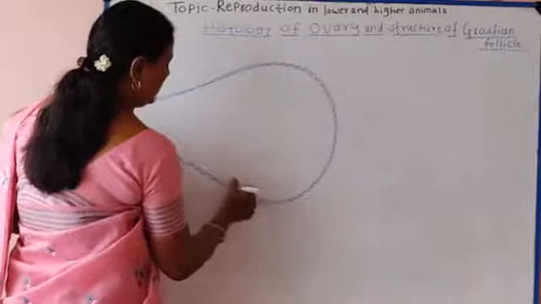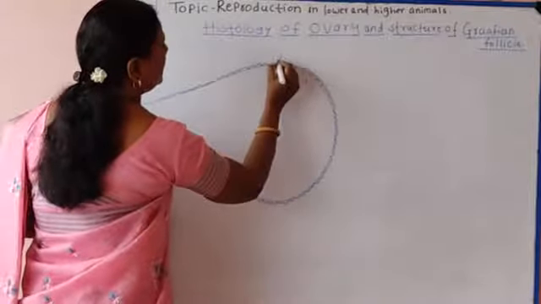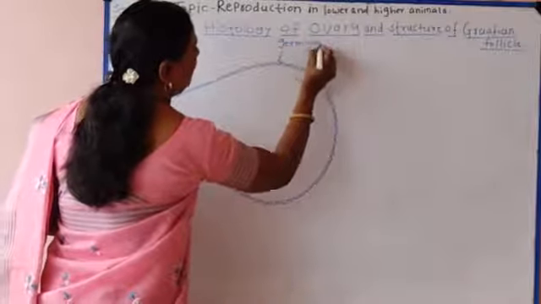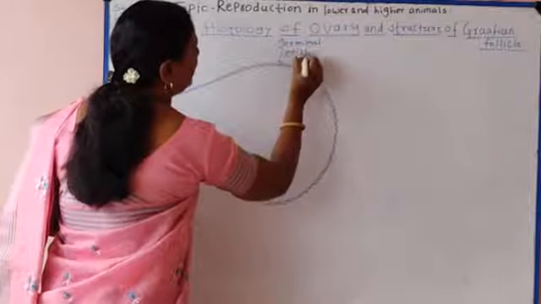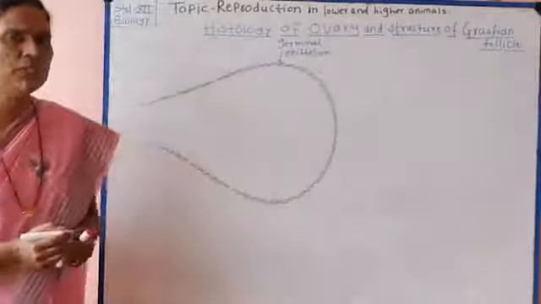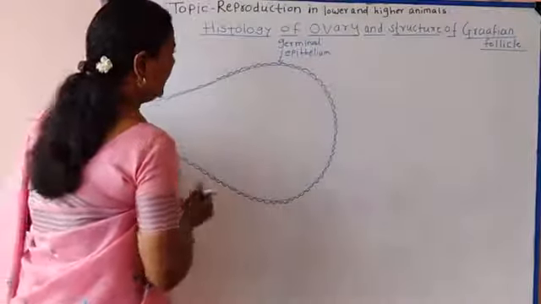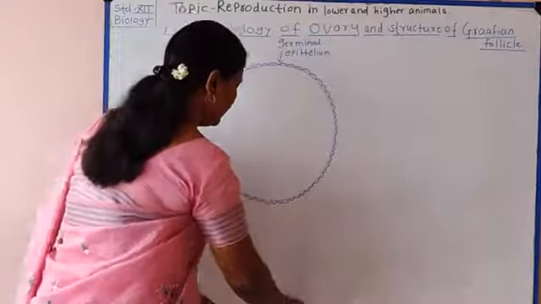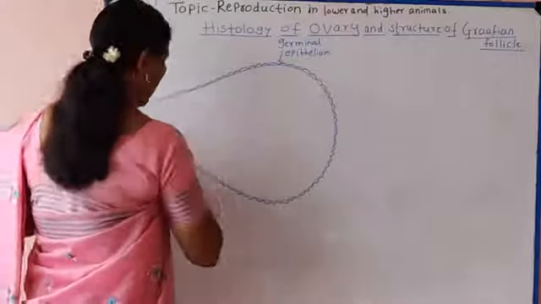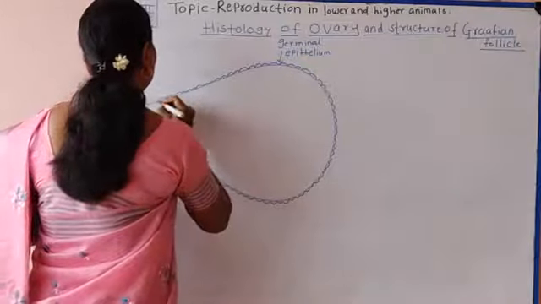We will see, this is the germinal epithelium. I will use here the label germinal epithelium. Germinal epithelium. Outermost layer is germinal epithelium. Now inside the layer that is called as the tunica albuginea. The next layer is tunica albuginea.